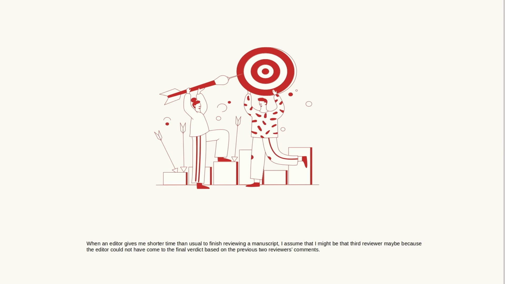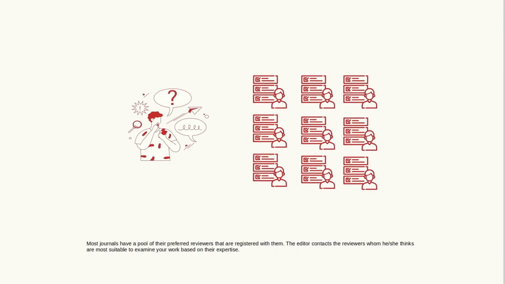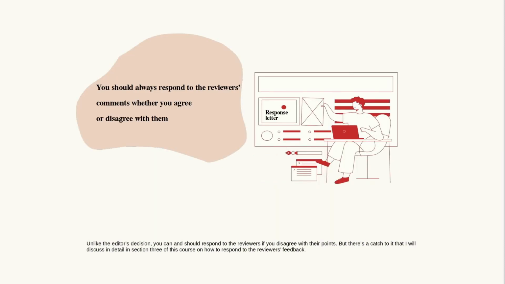When an editor gives me a shorter time than usual to finish reviewing a manuscript, I assume that I might be that 3rd reviewer, maybe because the editor couldn't come to the final verdict based on the previous 2 reviewers' comments. Most journals have a pool of their preferred reviewers that are registered with them. The editor contacts the reviewers whom he or she thinks are most suitable to examine your work based on their expertise. Unlike the editor's decision, you can and should respond to the reviewers if you disagree with their points.